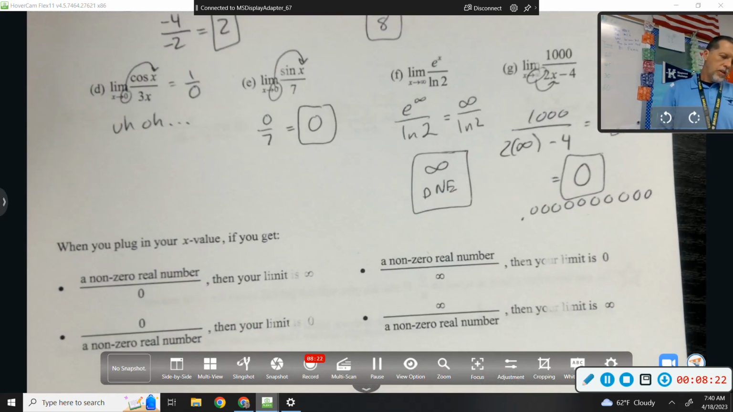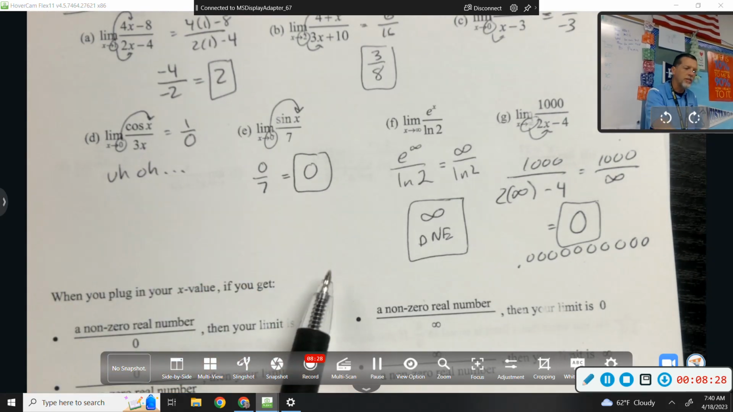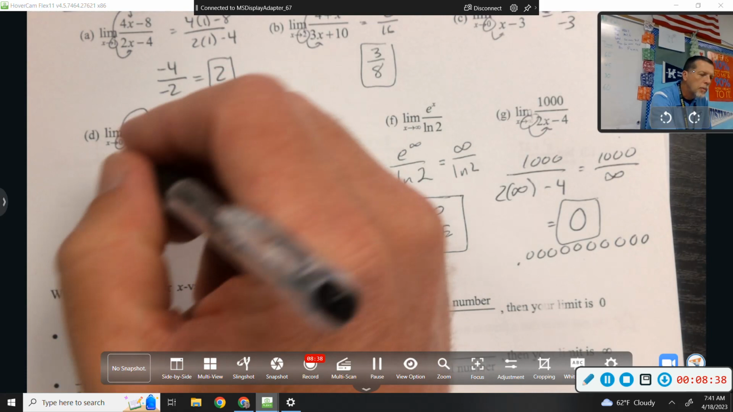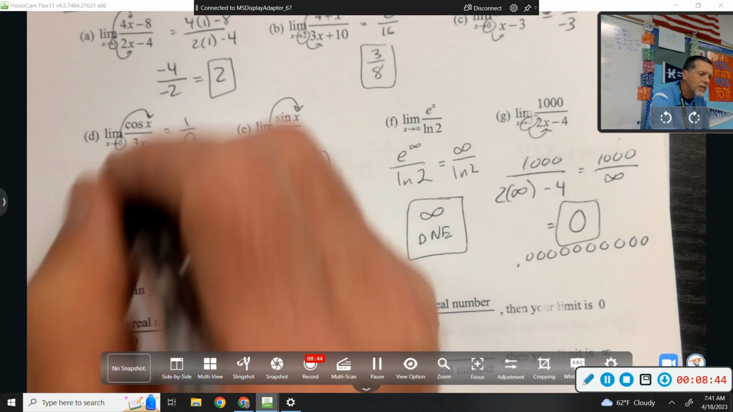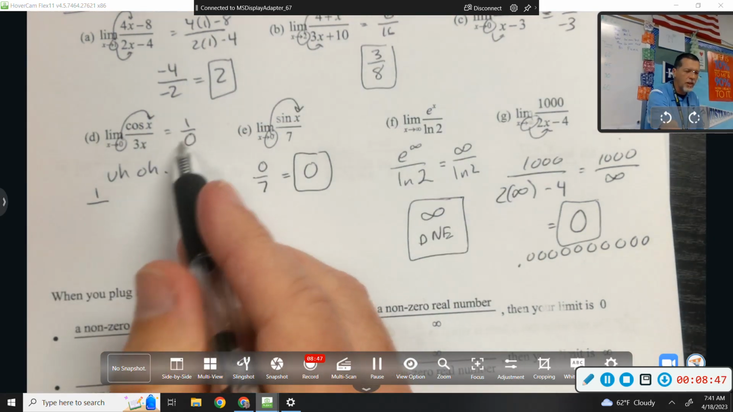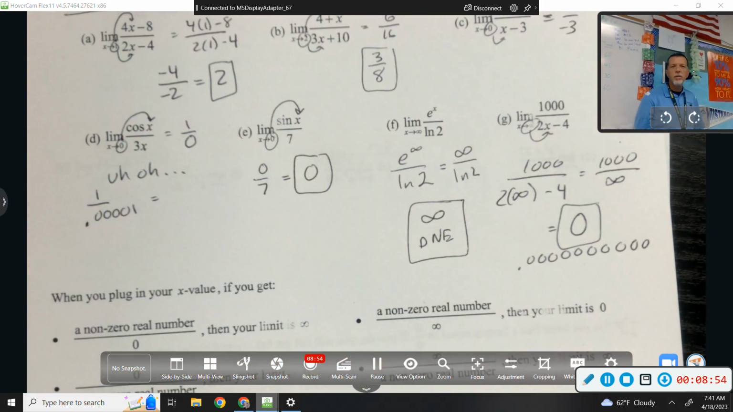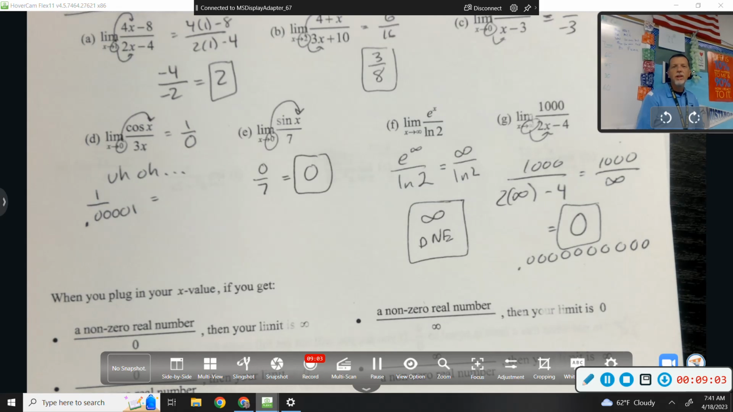All right. Let's go back to D. Now that we've handled some of these weird situations, let's go back to this situation. So cosine of 0 is 1. 1 divided by 0. But if I plug in 0, let's see. But x approaches 0 means I'm plugging in something really, really, really small. This is sort of the opposite of the problem we just did. If I divided 1 divided by 0.000000, what is that headed toward? Do you know? It's headed toward infinity.